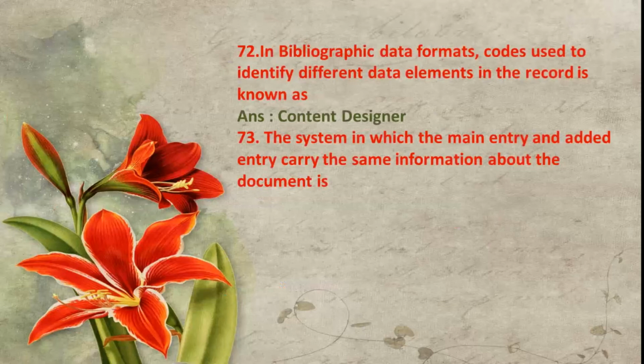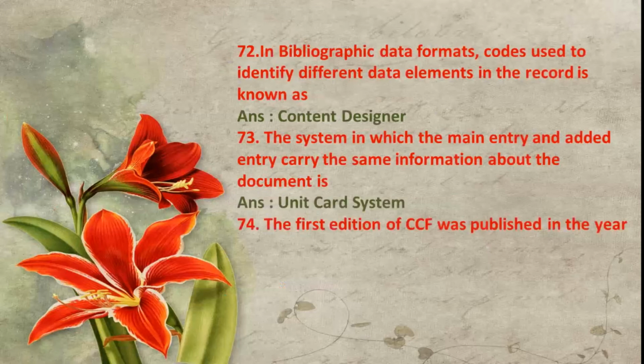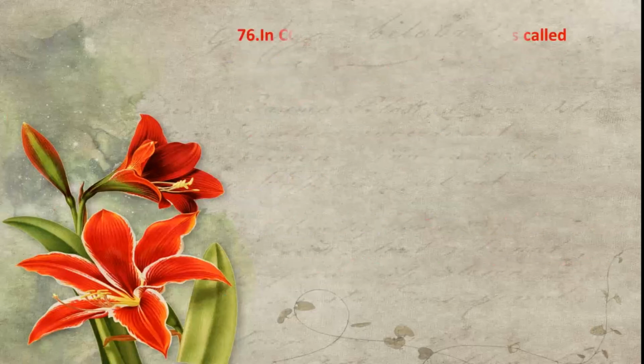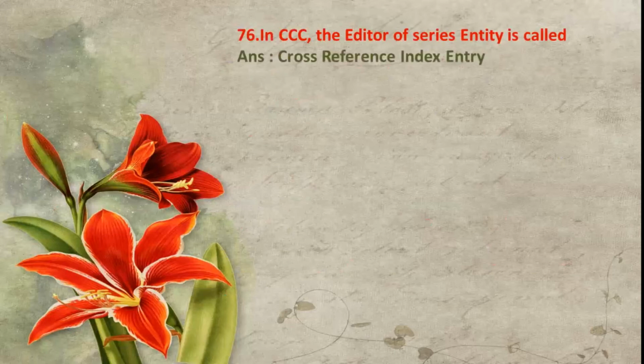The system in which the main entry and added entry carry the same information about the document is unit card system. The first edition of CCF was published in the year 1984. In AACR2, the codes are entered under their name of government. In CCC, the editor of series entity is called cross-reference index entry.